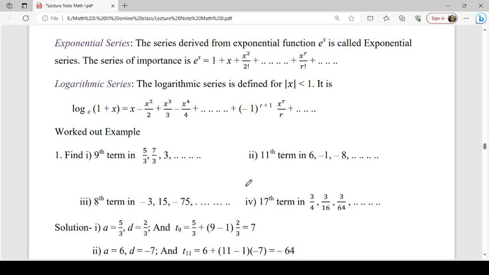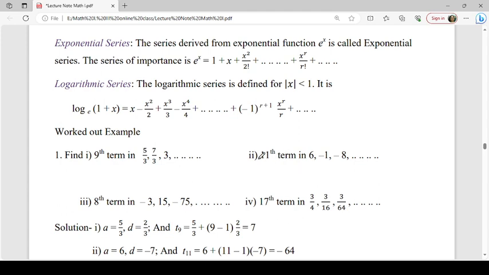Then these are the problems. Ninth term, so it is an AP. 7 by 3 minus 5 by 3 is 2 by 3, 3 minus 7 by 3 is 2 by 3, so d is 2 by 3, a is 5 by 3, and we need to find the ninth term. So T9 is 5 by 3 plus (9 minus 1) into 2 by 3, and it is 7.